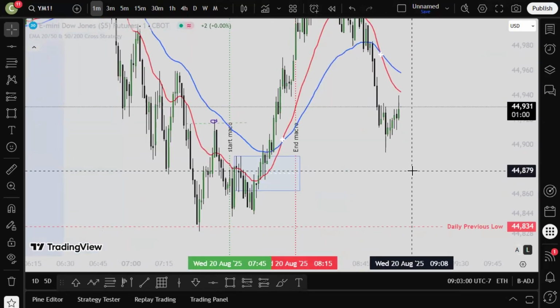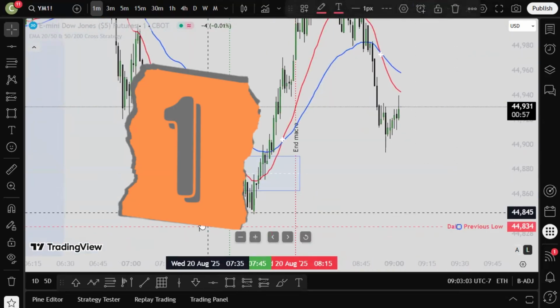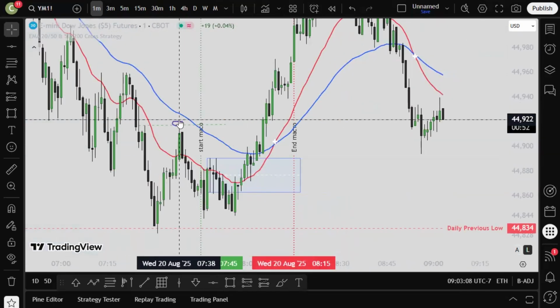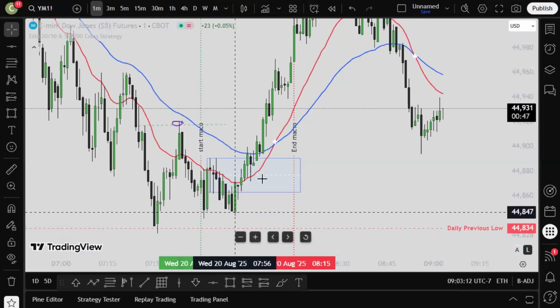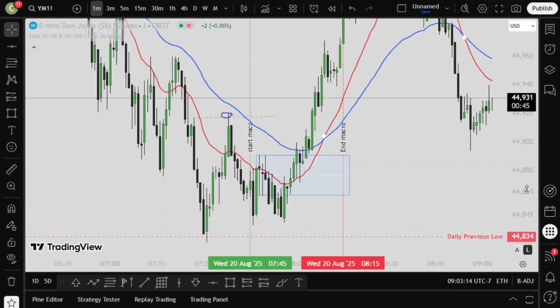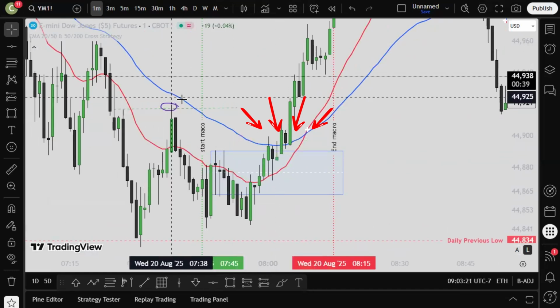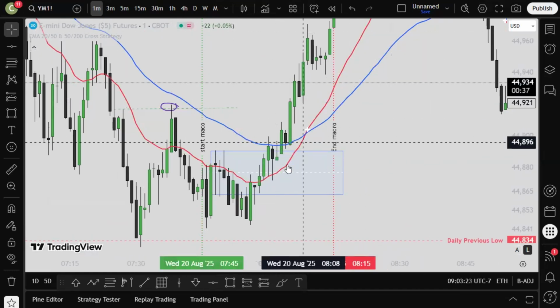So you need to have a clear session liquidity. You need to have a market structure shift right in here. You need to have a form of displacement or a breaking of a mitigation or breaker block, which is right here. And as we cross over the 50, right here, this is your entry on this blue line right here. Disregard this red line right here.